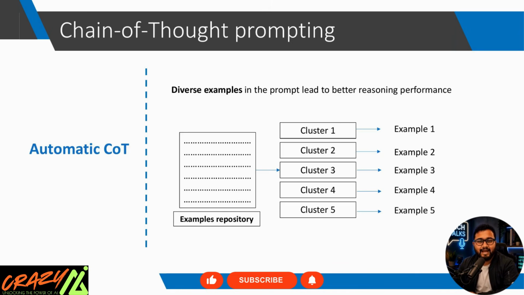As shown in the diagram, examples are chosen from multiple clusters such as cluster 1, cluster 2, cluster 3, and so on. This variety helps the AI learn different reasoning patterns and significantly improves its problem-solving performance. In simple terms, automatic CoT automatically finds the best reasoning examples so the model can think more effectively without requiring manual effort from the user.